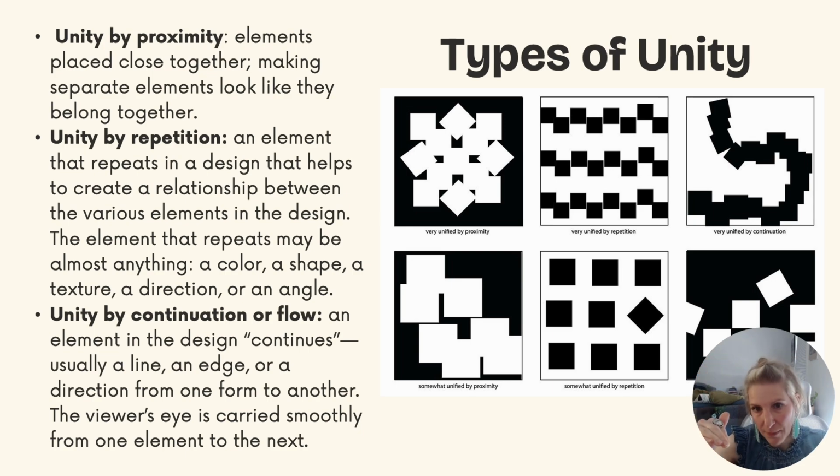The bottom is somewhat. So you can see how there's variation, but they're still creating that sensation of a unified image by this repetition of shape and form. And then finally, we have unity by continuation or flow. Now, this is when there is an element in the design that continues. Usually it's a line, an edge, or a direction from one form to another. The viewer's eye is carried smoothly in this instance from one element to the next.